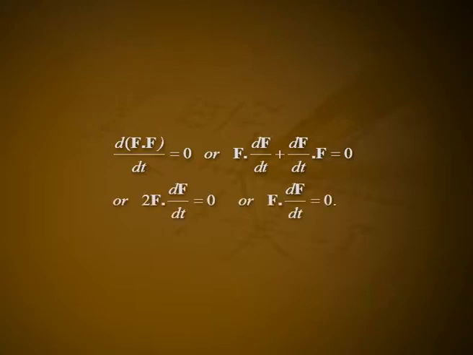Theorem 3. The necessary and sufficient condition for the vector function f(t) to have constant magnitude is that f · df/dt = 0. Proof. Let f be a vector valued function of the scalar variable t. Suppose that f(t) has constant magnitude, say f, so that |f| = f, a constant. Then f · f = f², a constant. Therefore, d/dt (f · f) = 0, or f · df/dt + df/dt · f = 0, or 2f · df/dt = 0, or f · df/dt = 0.